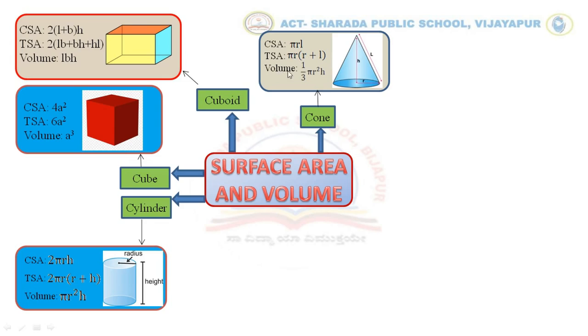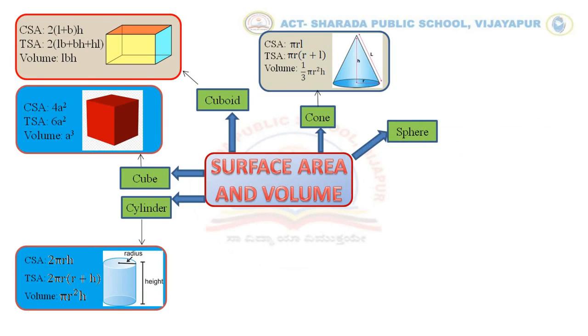And the volume of the cone is 1 by 3 pi r square h, because we have already discussed that the cylinder which has the same circular base and height as the cone takes 3 times the volume of the cone. So the volume of the cone is given by 1 by 3 pi r square h.